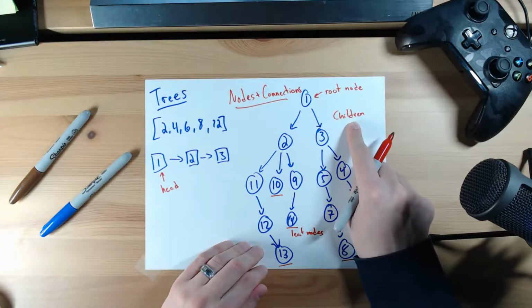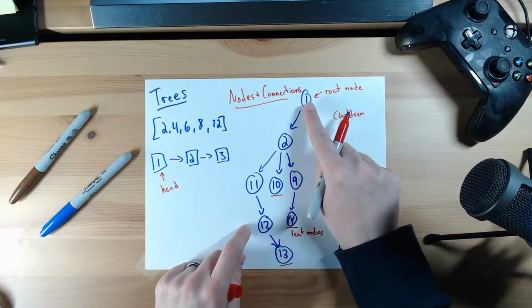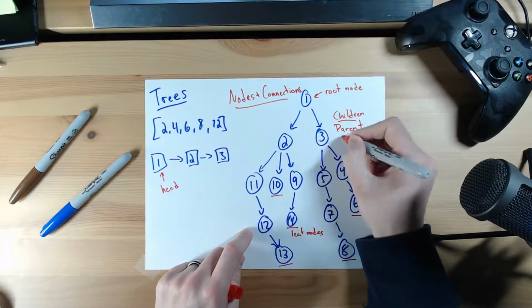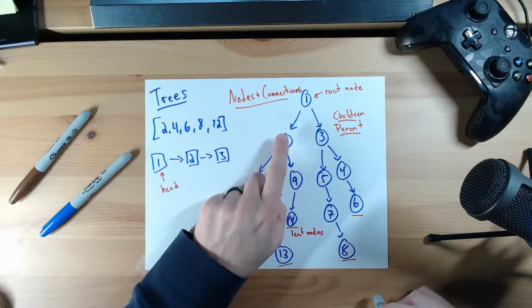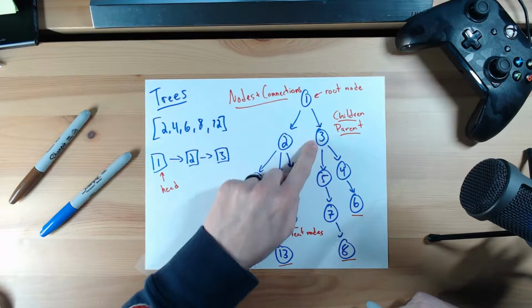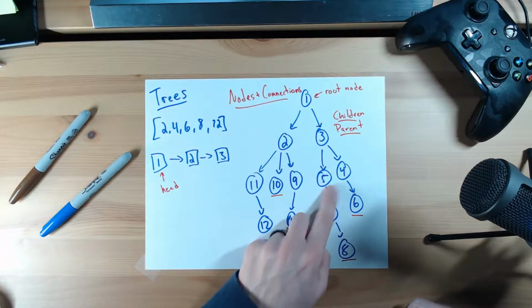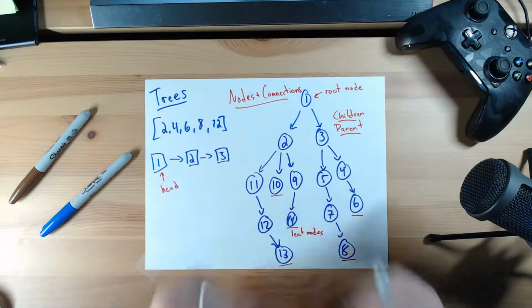Now, children or child nodes are any node that is underneath a parent node. 1 is a parent to both 2 and 3. 3 is a parent to 5 and 4. And 5 and 4 are children of 3. Right? This is how we get this hierarchy associated with it.